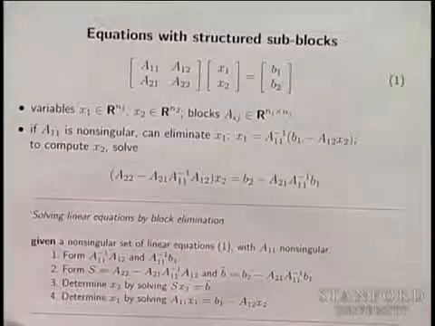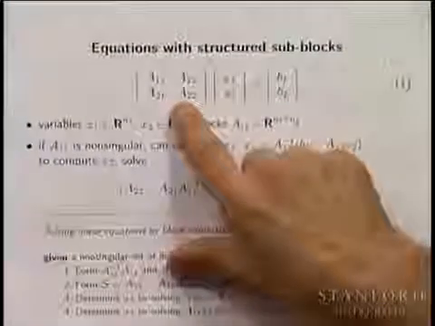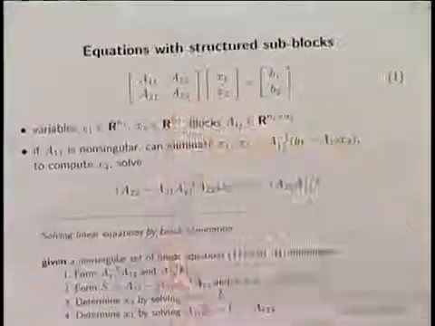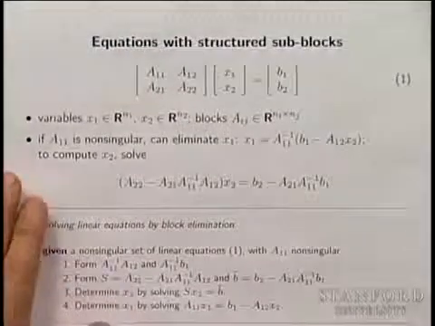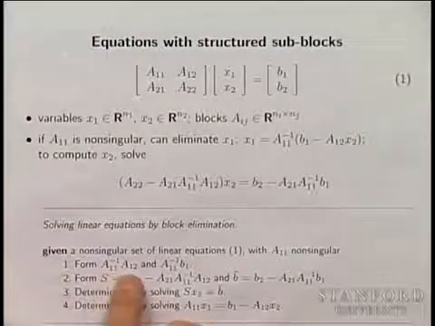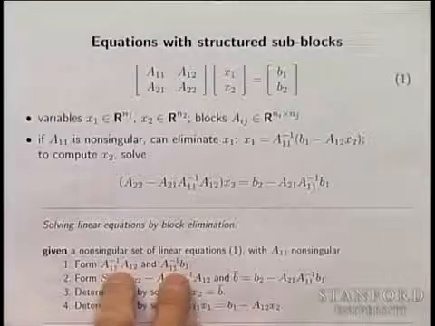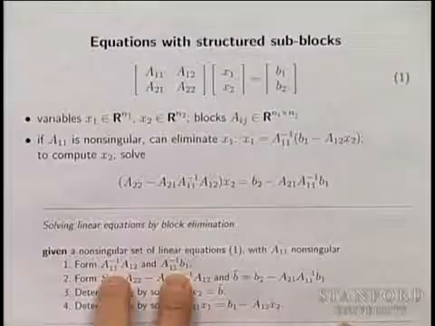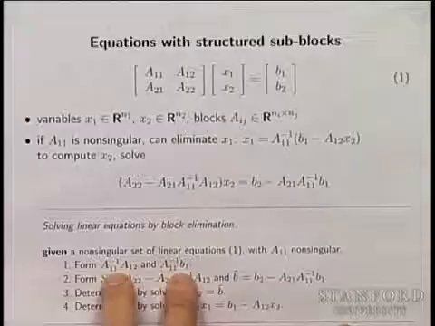Now, this suggests a method for solving this set of equations. And you do it this way. You first form A11 inverse A12 and A11 inverse B1. And by the way, I have to say something about this, because this is sort of already high-level language.